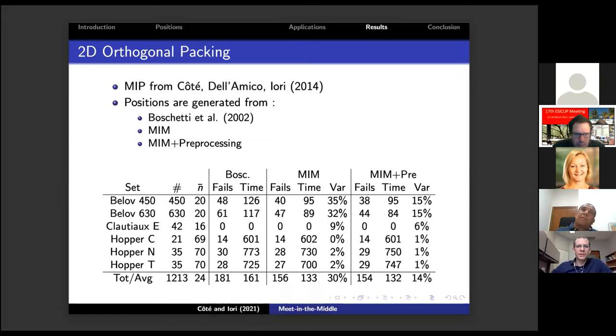We'll skip this one. So on the 2D orthogonal packing problems, I will be using a mixed integer formulation that Manuel presented Monday. And I will use the positions that were proposed by Boschetti et al., which is kind of the normal pattern, the meet in the middle, and the meet in the middle with the preprocessing. So on these different data sets, the classical methods can solve 101 instances. With the meet in the middle, we can solve 25 more instances, and with the preprocessing, two more instances. You can see that the reduction in number of variables is not as high as in the arc flow. Basically, it's because the instances are made differently.